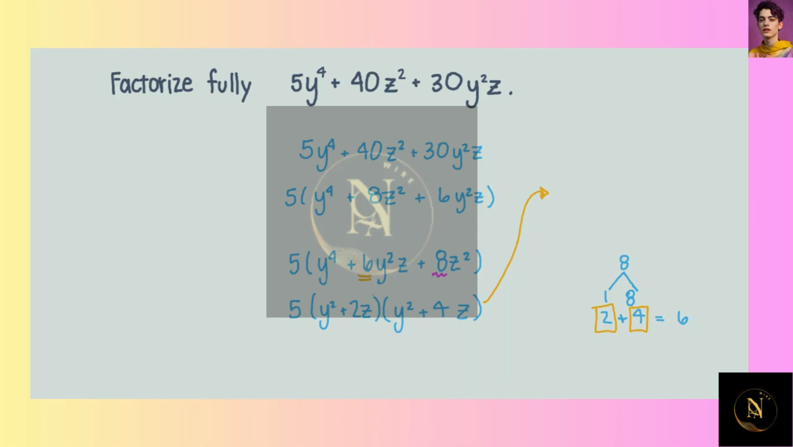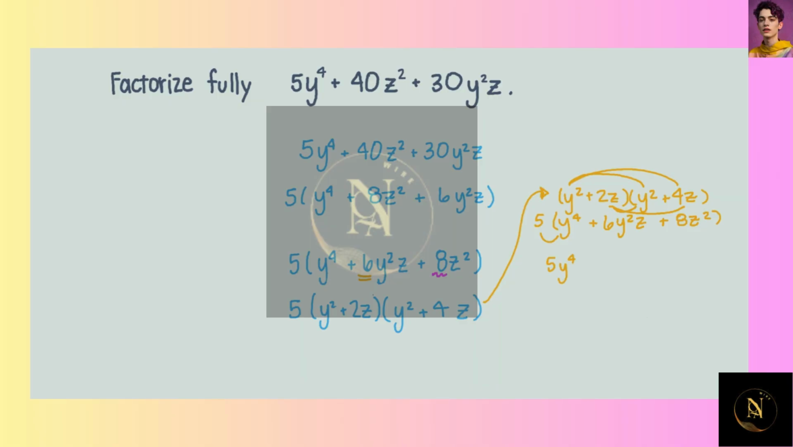At this point, it's probably good to go back and check these two expressions to make sure we end up with what we started with. y squared plus 2z times y squared plus 4z. y squared times y squared equals y to the fourth, y squared times 4z equals 4y squared z, 2z times y squared equals 2y squared z. Now we have 2y squared z plus 4y squared z, which equals 6y squared z, and then 2z times 4z, which equals 8z squared. We're multiplying all of this by 5.